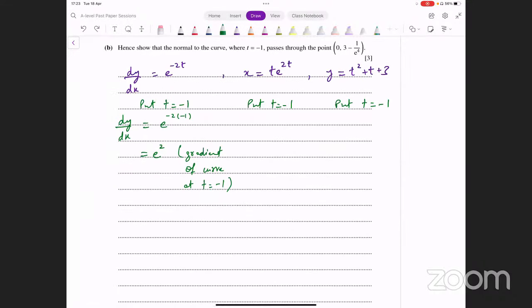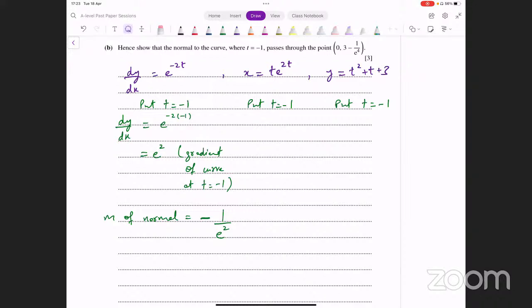What about the gradient of normal? Gradient of normal जो होगा, m से मैं gradient को represent कर रहा हूँ यहाँ पे. Gradient of normal is going to be negative reciprocal of this. You have to change the sign. So this is plus right now, you make it negative. So it becomes minus one over e square. That's the gradient of the normal. ये आ गया आपके पास.